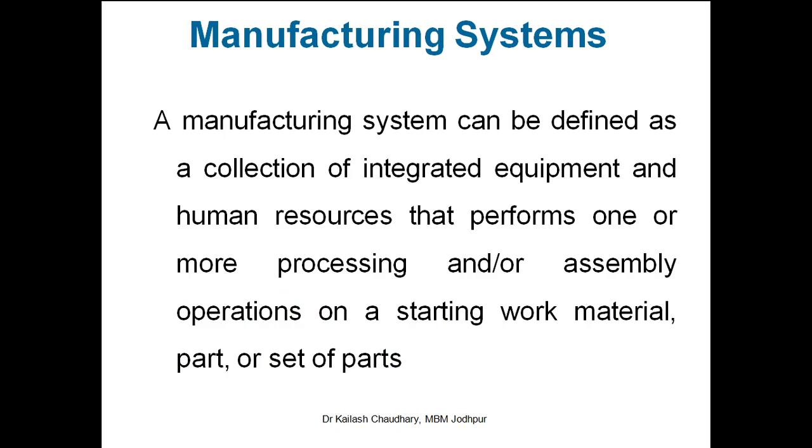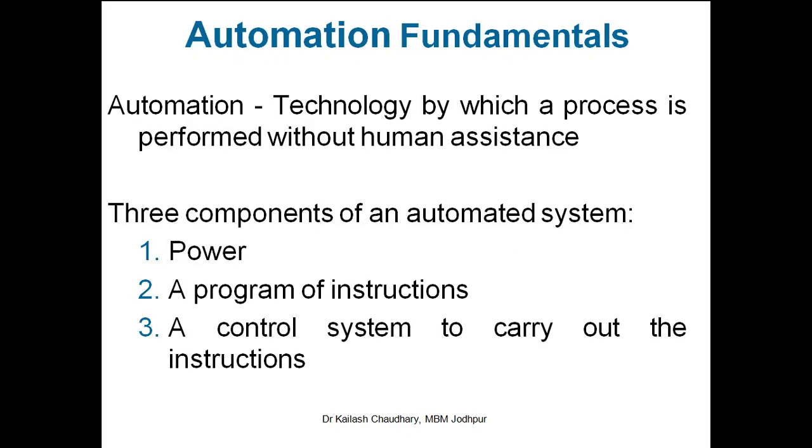Let us begin with the basic definition of a manufacturing system. A manufacturing system can be defined as a collection of integrated equipment and human resources that performs one or more processing and or assembly operations on a starting work material, part, or set of parts. So by going through this basic definition, we can understand it's a collection of different equipment which is used to produce a part from raw material. As far as automation is concerned, it is technology by which a process is performed without human assistance. So our ultimate aim is to reduce the human assistance.